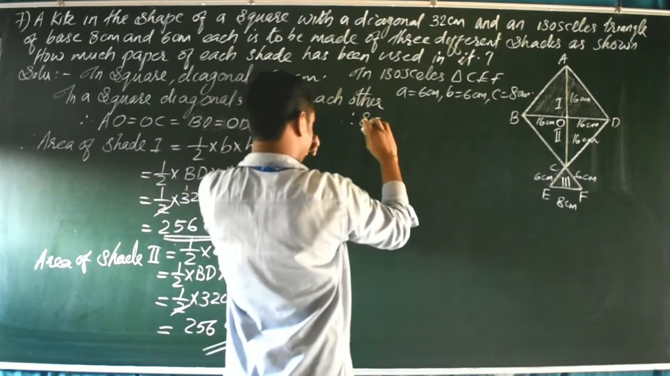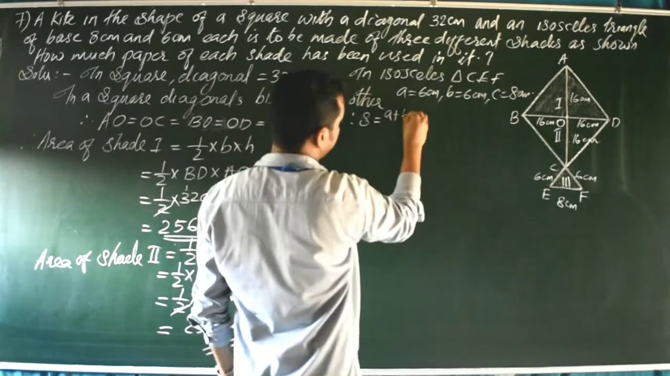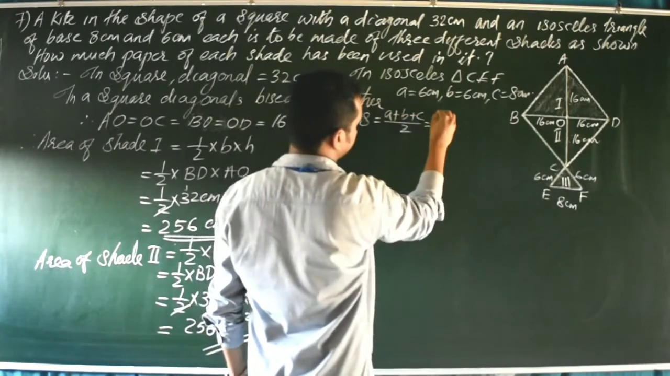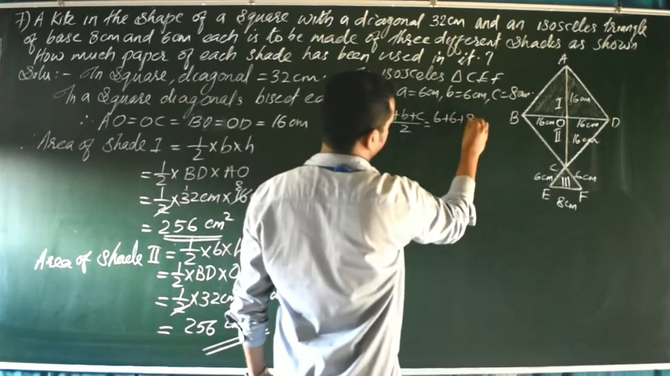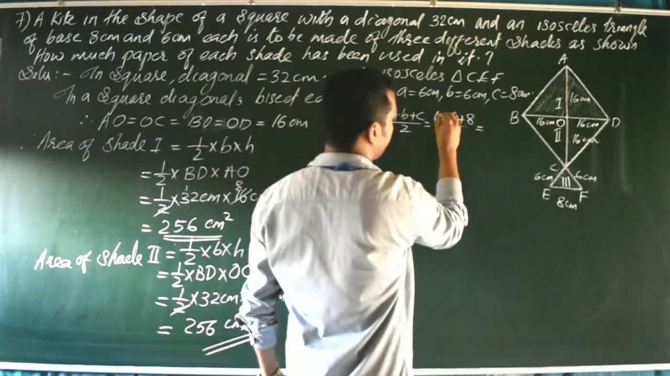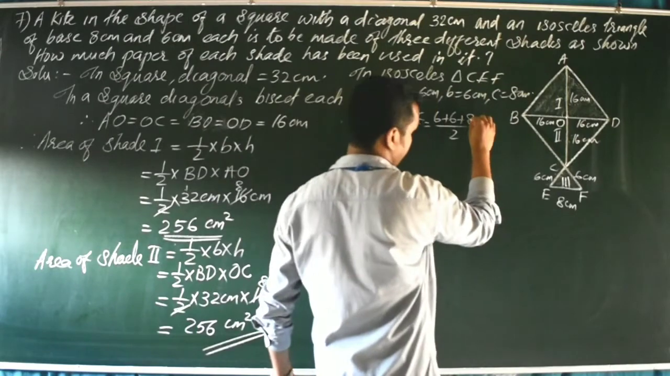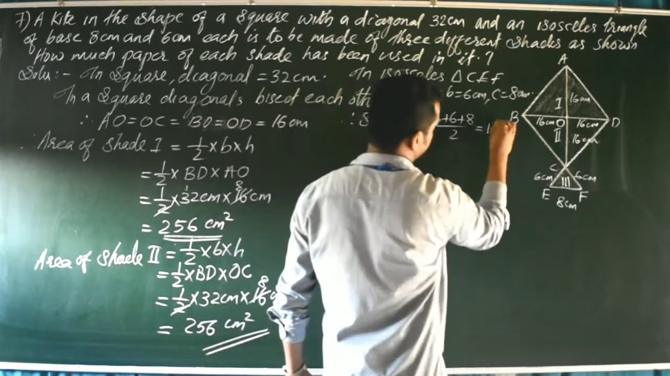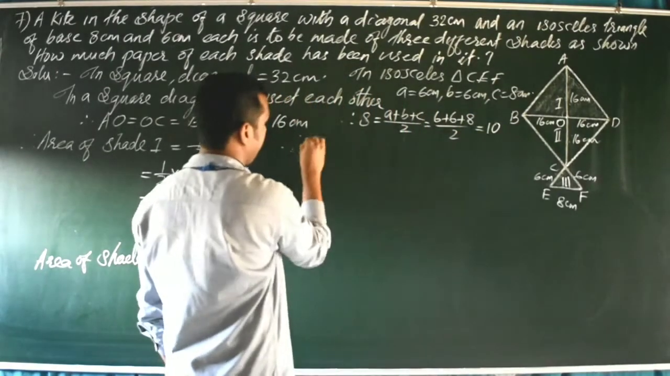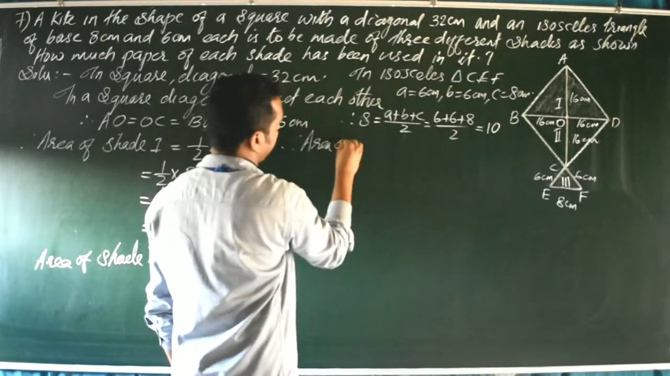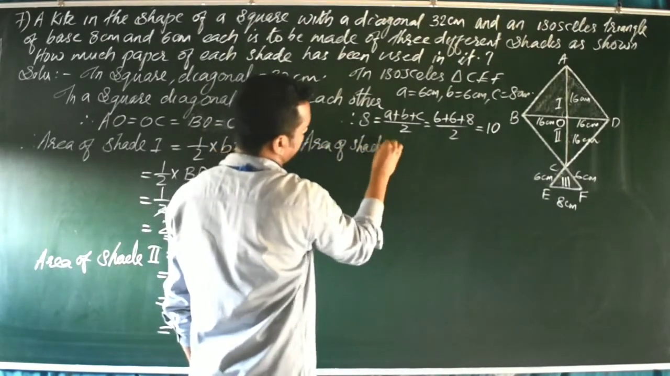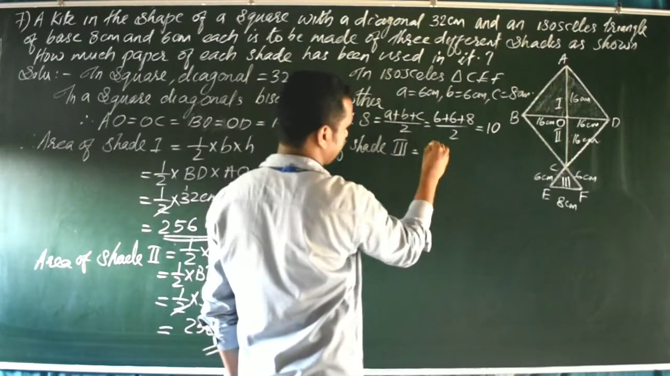S is equal to, what is the formula? A plus B plus C divided by 2, that is equal to 6 plus 6 plus 8 divided by 2, 6 plus 6 is 12, 12 plus 8 is 20, 20 divided by 2, it will come 10. Therefore, area of shade 3, that is area of isosceles triangle.